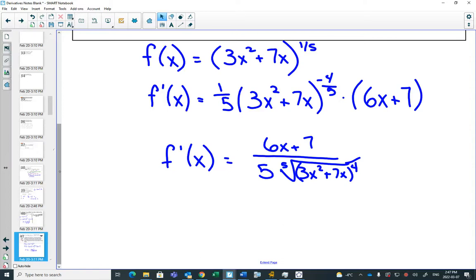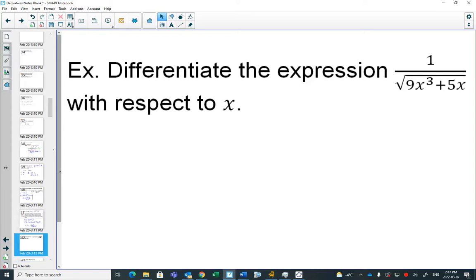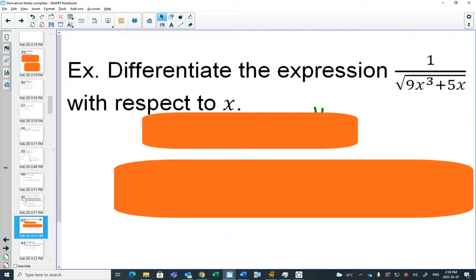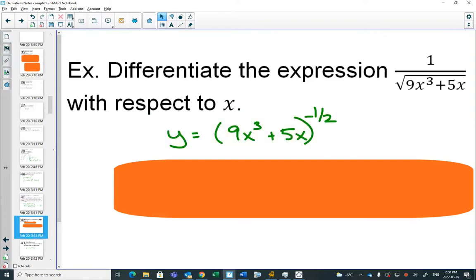I'd like you to try the next one on your own. So, first of all, you would take that exponent on the bottom.